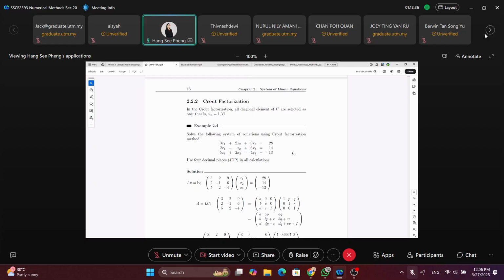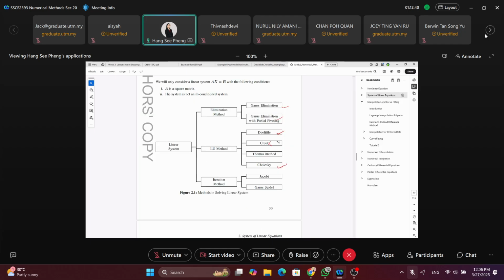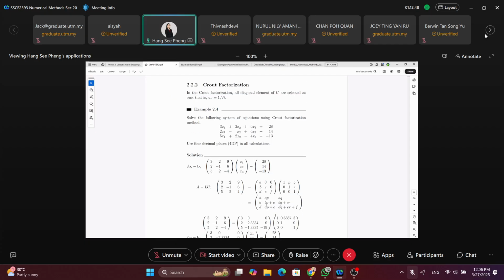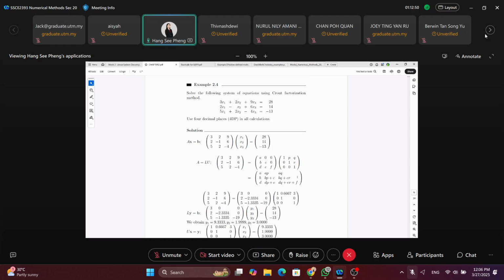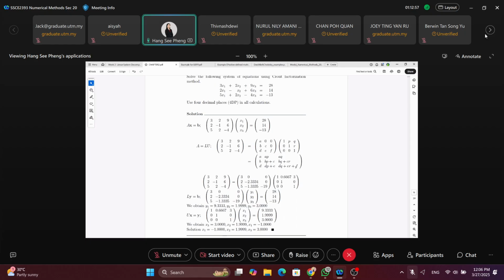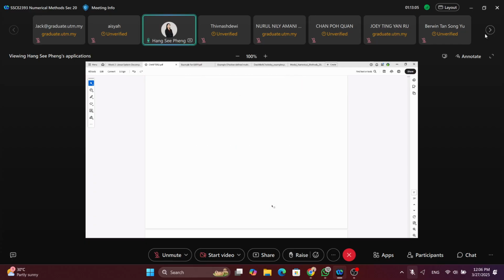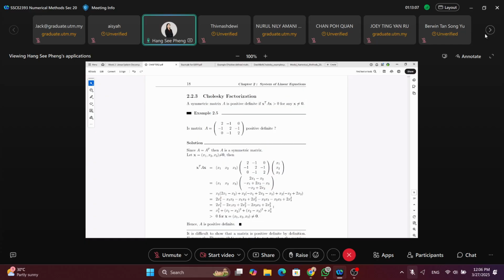This page is about Crout factorizations. As I mentioned just now, the Crout method is not included in our syllabus, but you can have a look at it. This Crout method is similar to Doolittle, but the only difference is that the diagonal of the L is not 1, but the diagonal of the U is 1. For the rest, how we solve it is still the same. So we will skip this one, and now we go to the Cholesky factorizations.